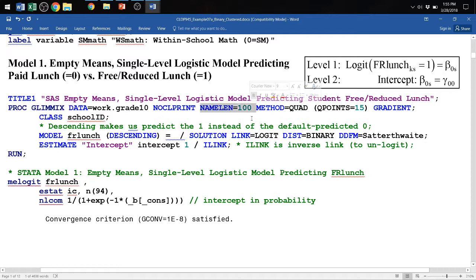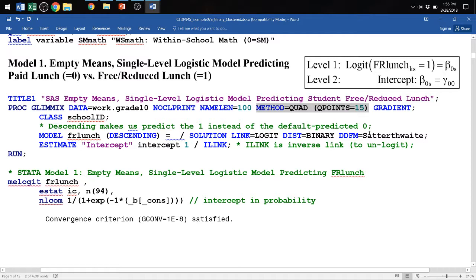Now this is the new one. These two here. METHOD equals. We used to have this in MIXED and it was ML or REML. In GLIMMIX there's a lot more choices. The default in GLIMMIX is pseudo-likelihood. That's the not good kind. We haven't talked about that much yet, but it's the not good kind. So I am asking it to do adaptive Gaussian quadrature instead. That's a mouthful, isn't it? That's what QUAD stands for. It's true ML. We'll talk more about that in a little bit, but just wanted to point that out.